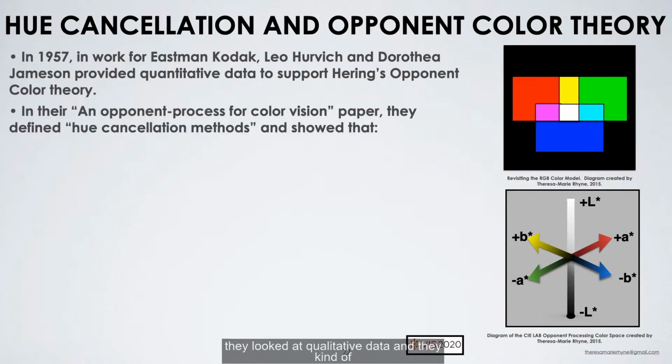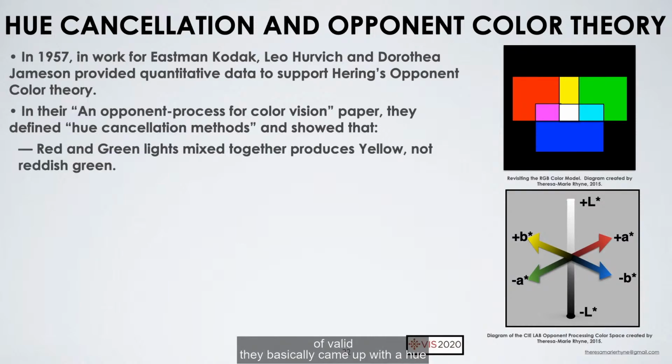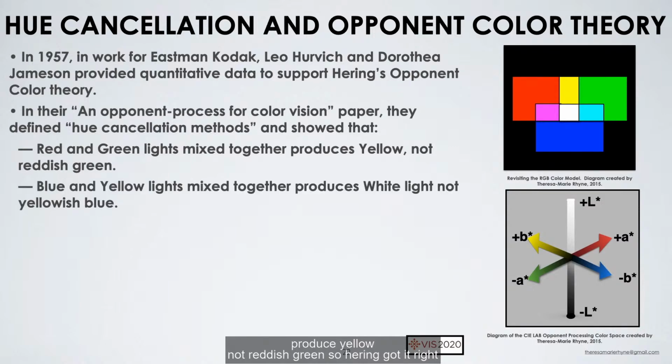They looked at qualitative data, and they, for lack of a better term, proved that Hering's opponent color theory was kind of valid. They basically came up with a cancellation method where they showed red and green lights mixed together produce yellow, not reddish green. So Hering got it. Blue and yellow lights mixed together produce white, not yellowish blue.